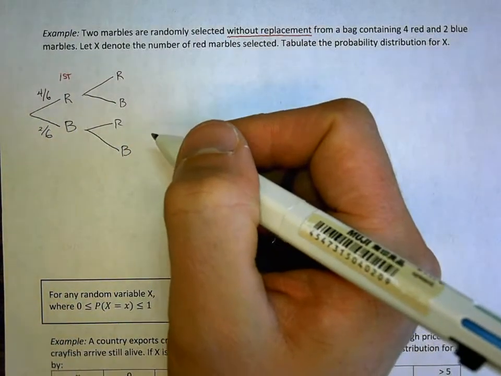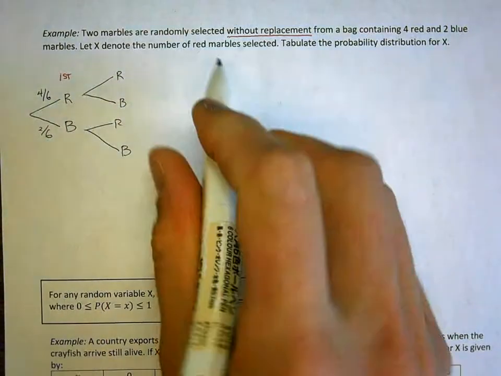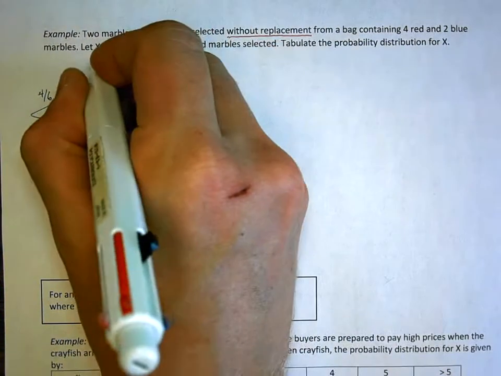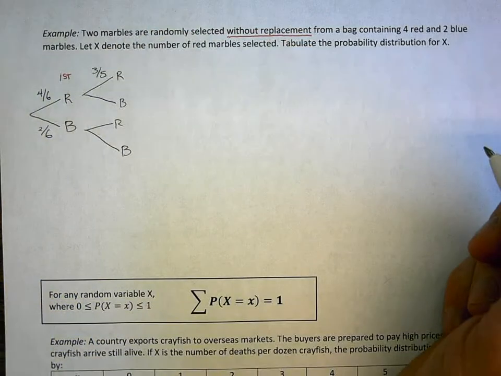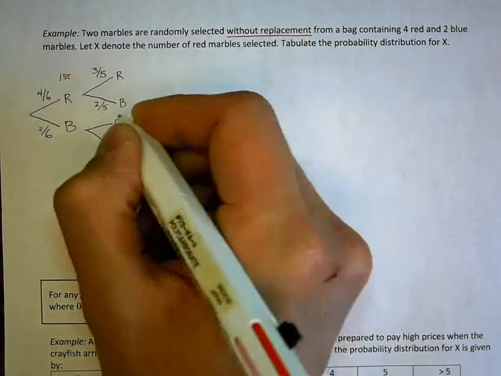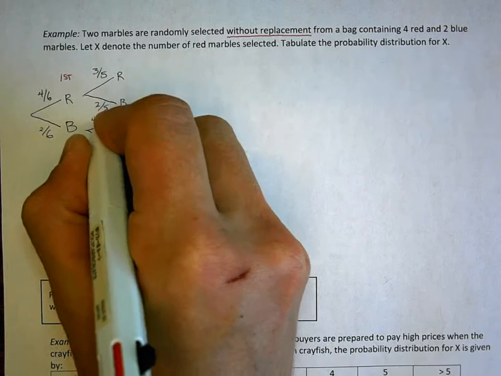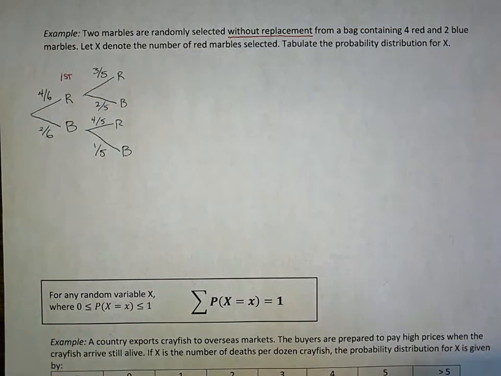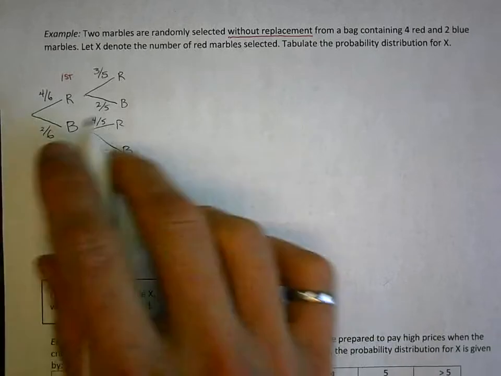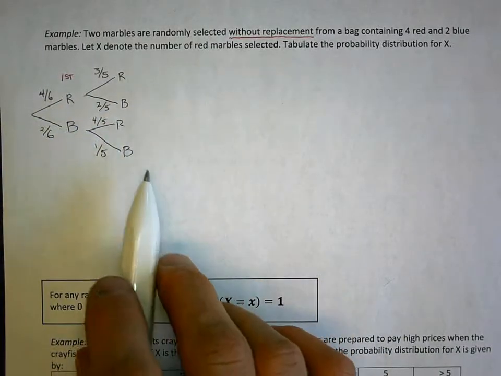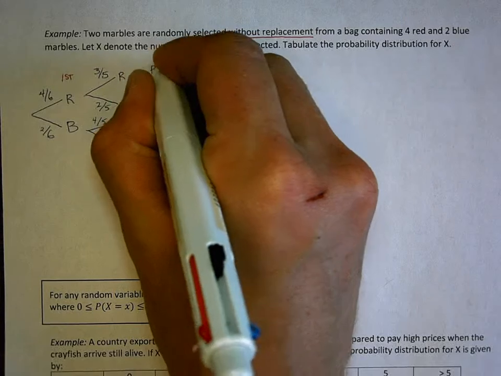But this time my probabilities change because of the without replacement. If I take out a red, there's 1 less red, so now I have only 3 out of 5 probability of getting red. Here I have 2 out of 5. This becomes 4 out of 5 and 1 out of 5. We've done this before. So you see the 4 outcomes. Red-red, red-blue, blue-red, blue-blue. Let me find the probability of each of those branches.